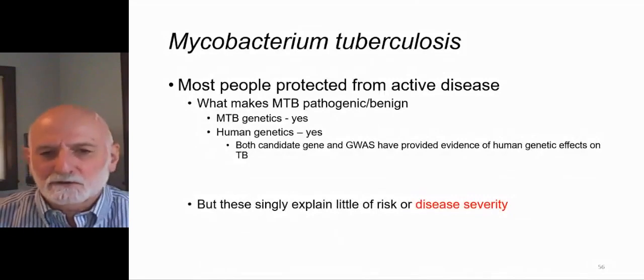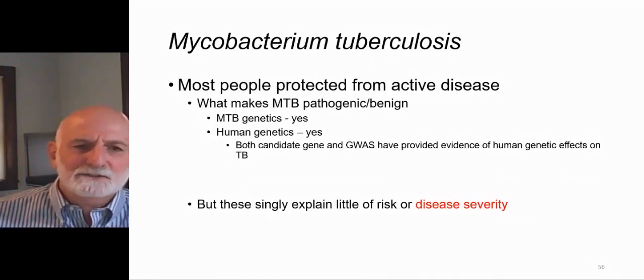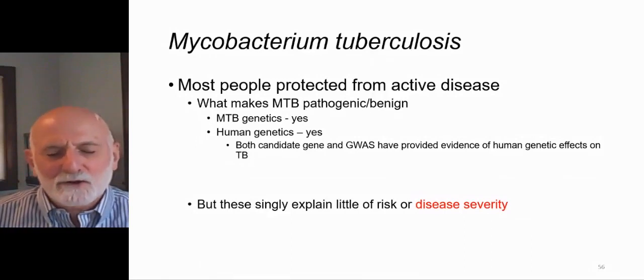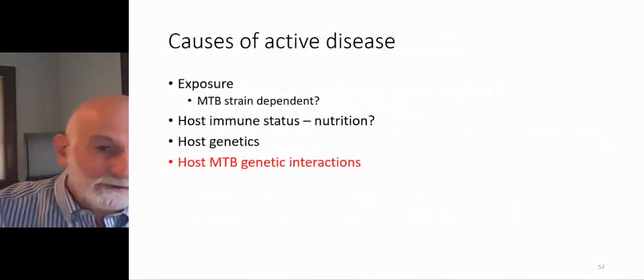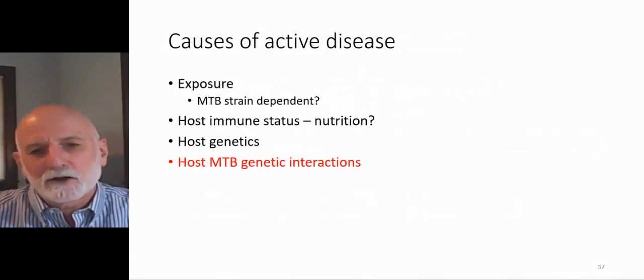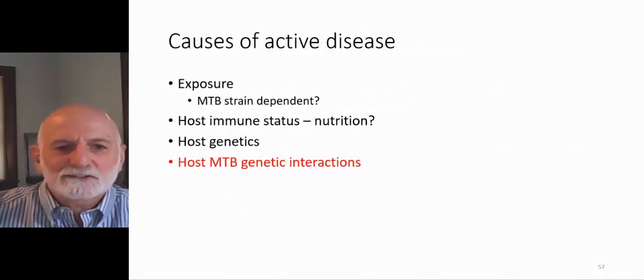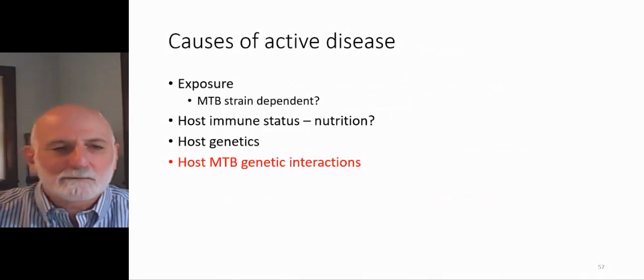The candidate gene studies a little bit longer. But again, if you look at the host genome and you look at the pathogen genome, neither one does a very good job of explaining disease risk or severity. So what's going on? Well, clearly you have to have exposure. You have to have a healthy immune system in order to fight off and sequester the Mycobacterium. There are genetic elements that have been identified, and there are clearly bacterial genetic elements, and the concept there are interactions.